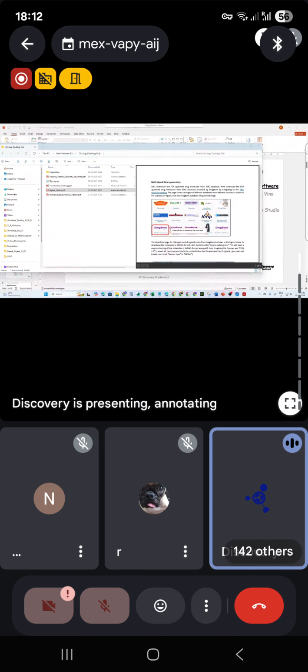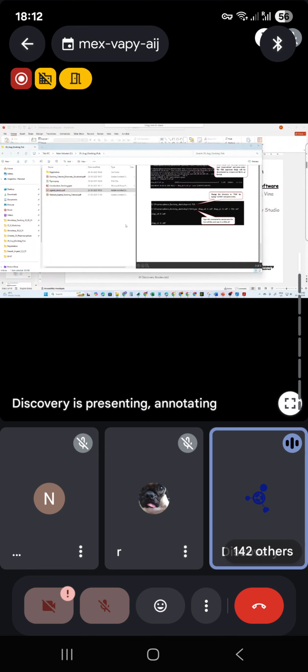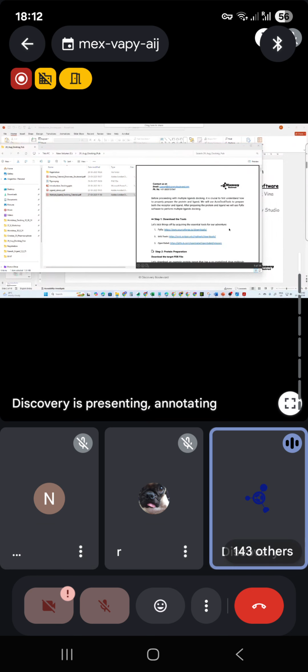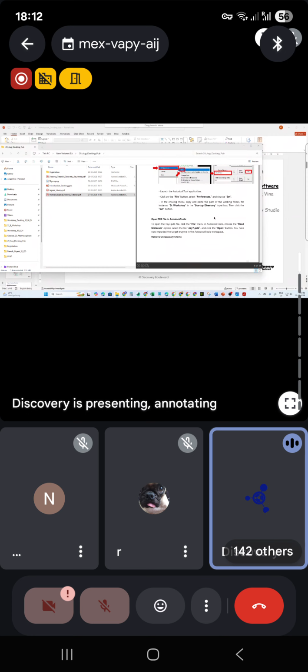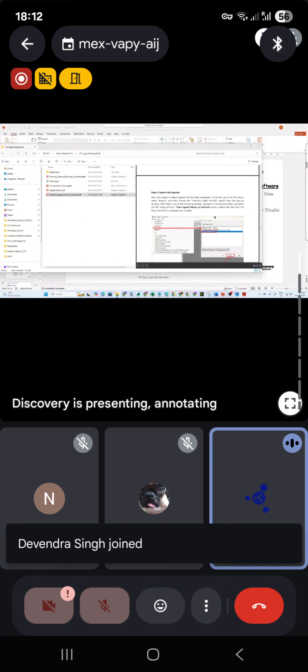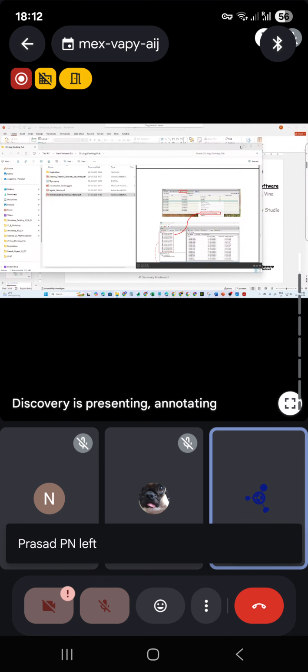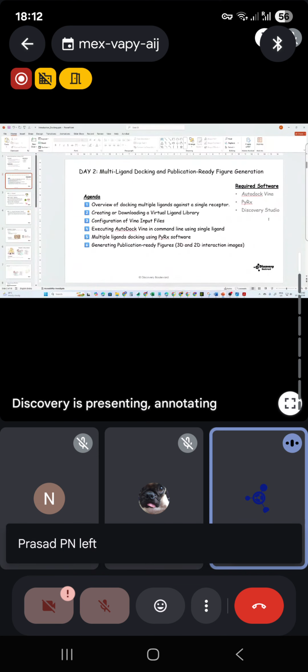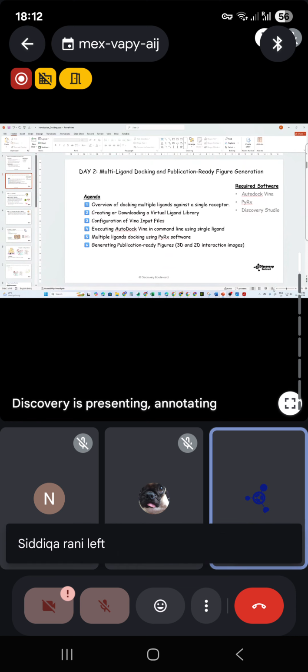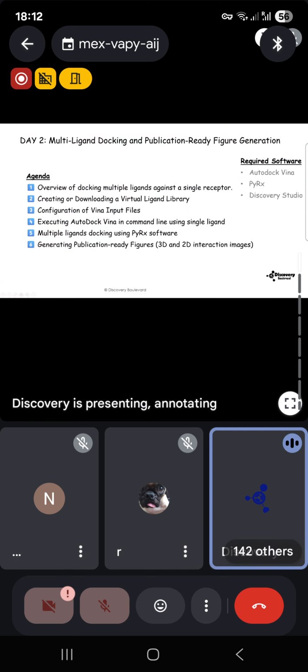Again, for day two, we'll be doing ligand library generation. The same PDF tutorial will be given, and for molecular docking using Autodock Vina command line as well as Pyrex, we will also be giving you a tutorial for that. Okay, so I think this is good enough for the topics that we are going to cover, right? So let's come back to our topic again.